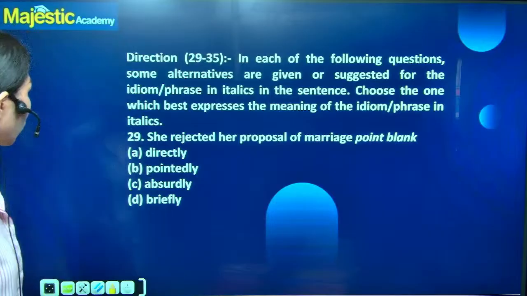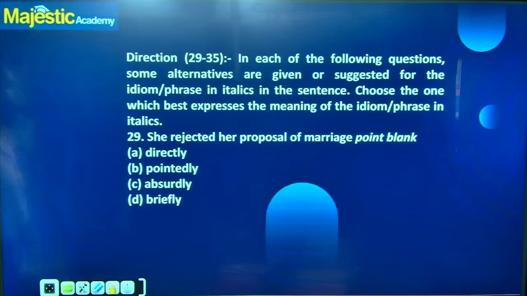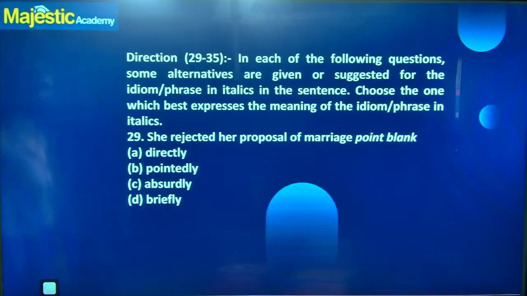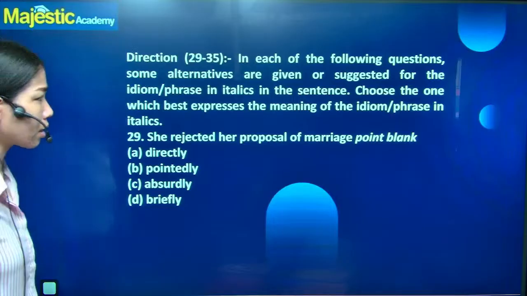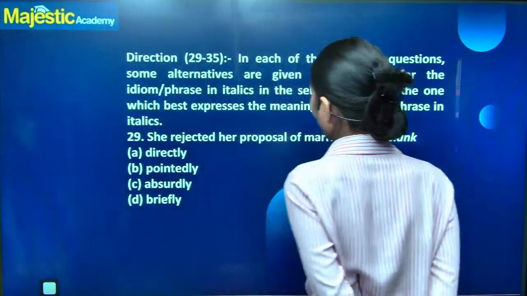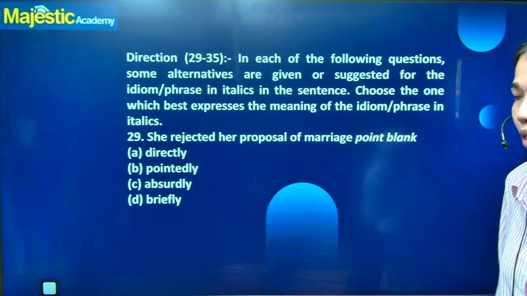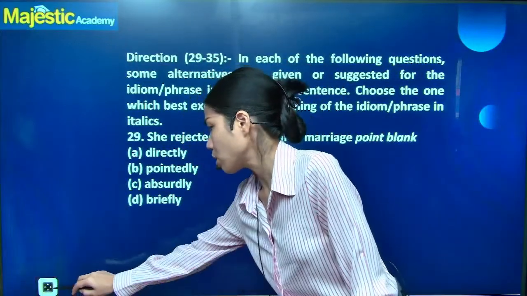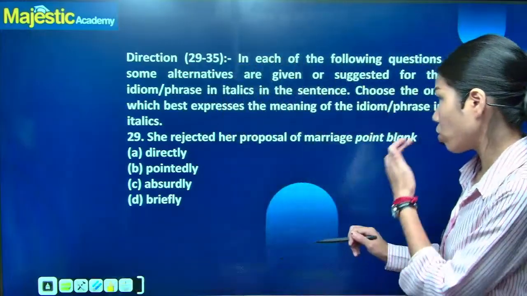Okay, let's move to question number 29 to 35. Okay, so the question says in each of the following questions, some alternatives are given or suggested for the idiom or phrases in italics in the sentence. Choose the one which best explains the meaning of the idiom or phrase in italics. Okay? So in this question we have a few sentences, a few words which have been written in italics.